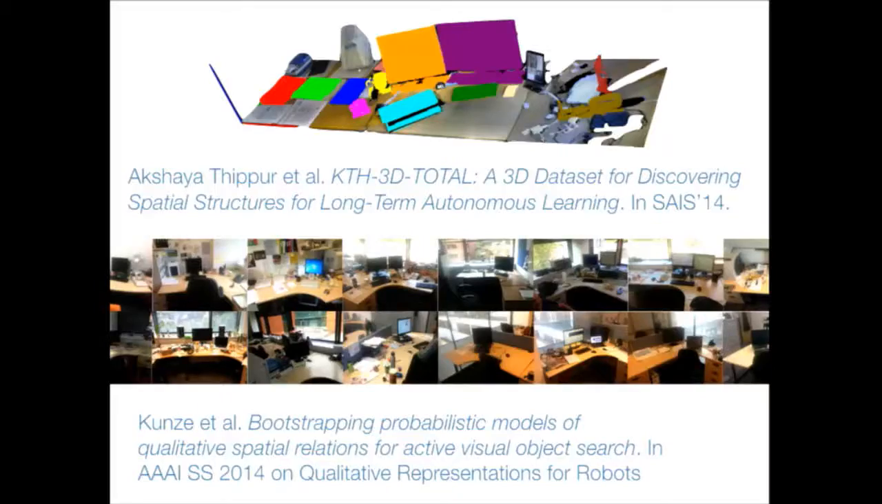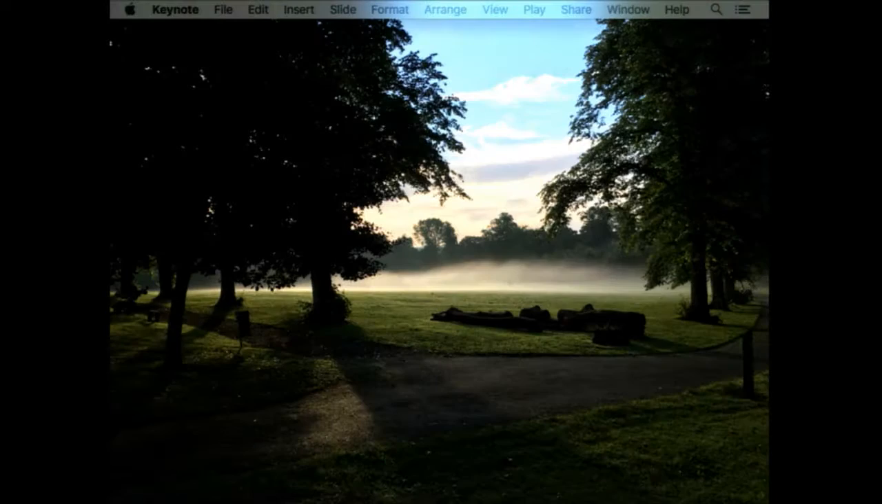We wanted to do this kind of work on desktop objects. So we wanted to get a data set of desktop objects to compute qualitative spatial relations over. So in the Strands project, we produced a few of these. One is lots of images of desks in KTH. So this is KTH 3D Total.